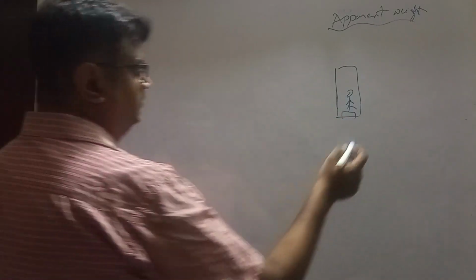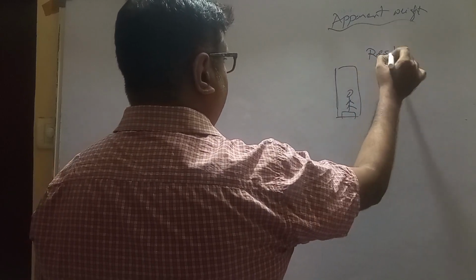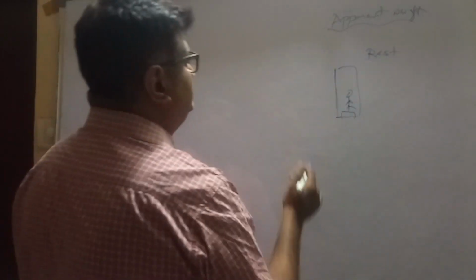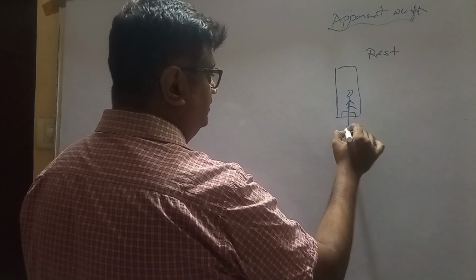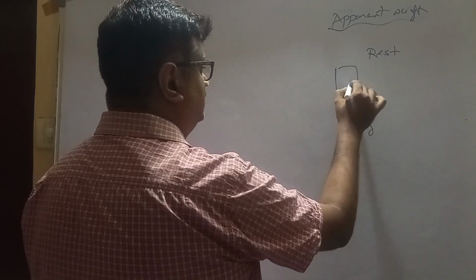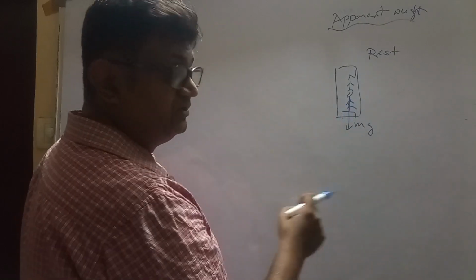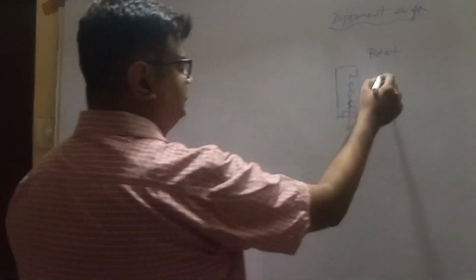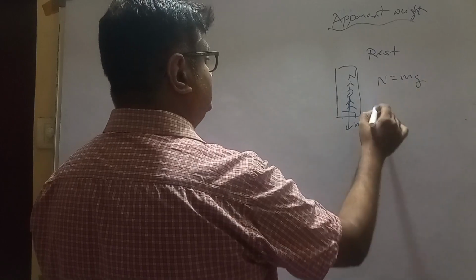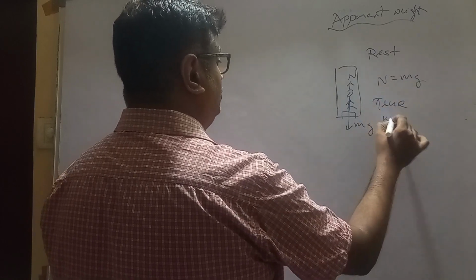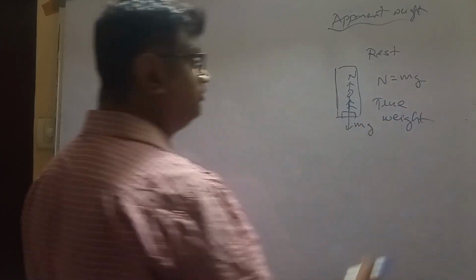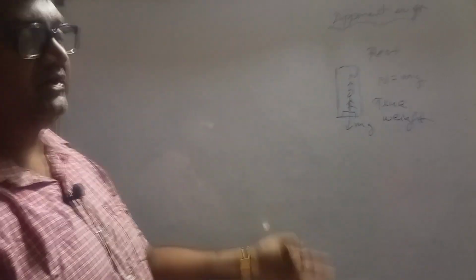We will take a couple of cases here. Initially the lift was at rest. So when the lift was at rest, what are the forces which are acting? The man's weight mg will be acting down. The normal reaction which will be exerted on the weighing machine will be in the upward direction. So N is equal to mg. So in this situation you are going to observe true weight. The reading will be correct actually.